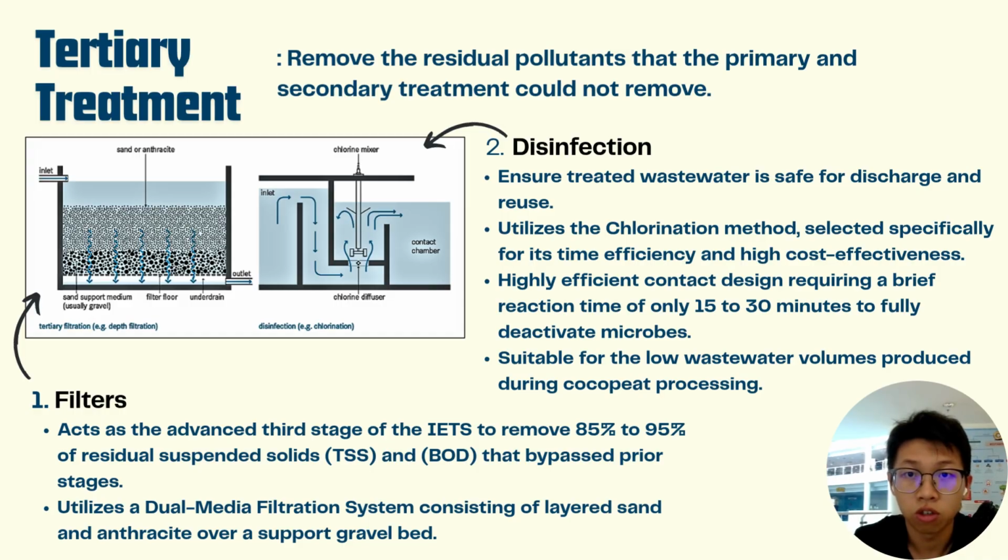Moving to tertiary treatment, the main purpose is to further polish the wastewater after primary and secondary treatment. The tertiary treatment consists of three main components, which are filtration, disinfection, and TSE. Firstly, the filtration system is used to remove the remaining suspended solids, fine particles, and turbidity from the wastewater.